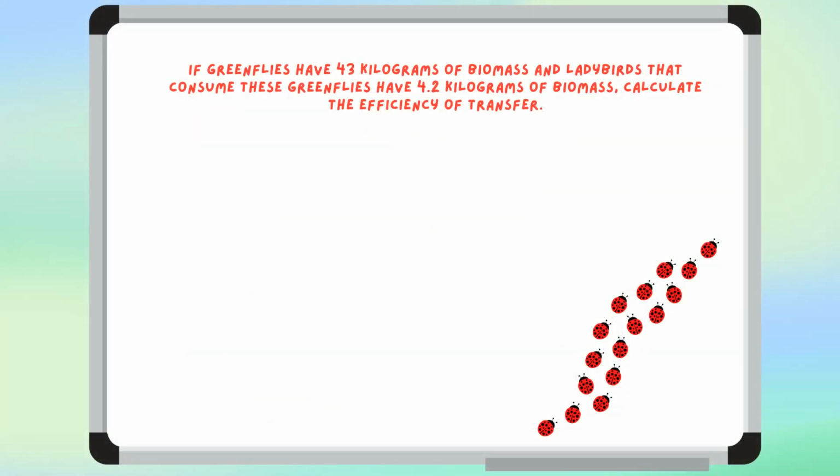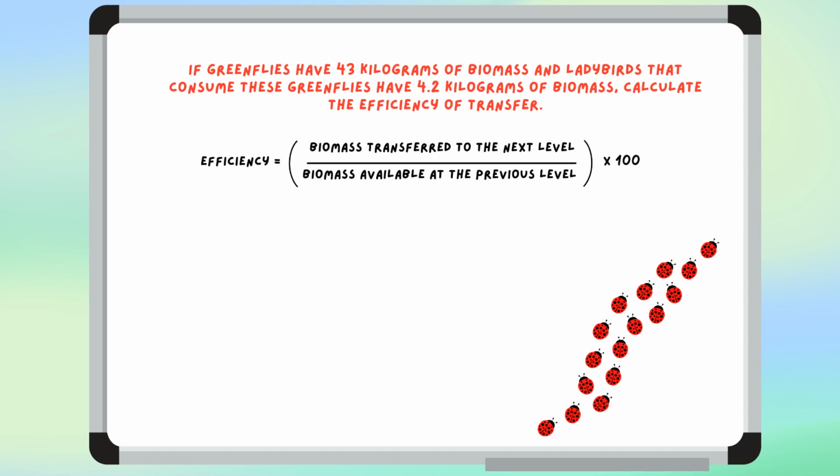Now let's go through an example of calculating the efficiency of energy transfer. For example, if green flies have 43 kilograms of biomass, and ladybirds that consume these green flies have 4.2 kilograms of biomass, calculate the efficiency of transfer. To calculate the efficiency of biomass transfer, you can use the following formula. Efficiency equals biomass transferred to the next level divided by biomass available at the previous level, multiplied by 100.